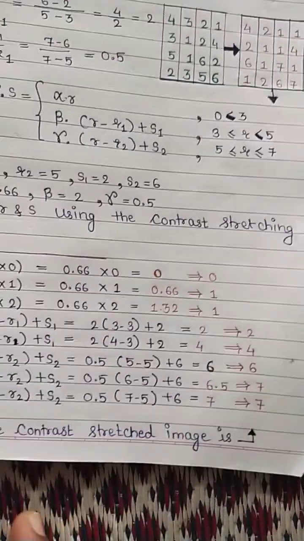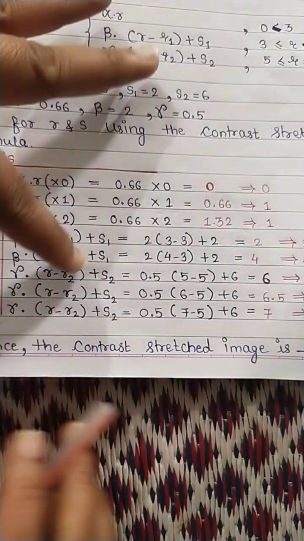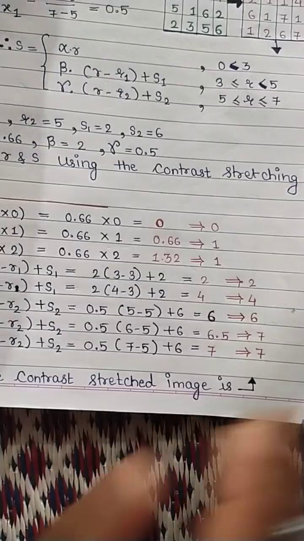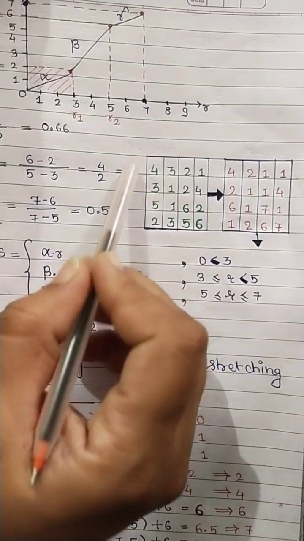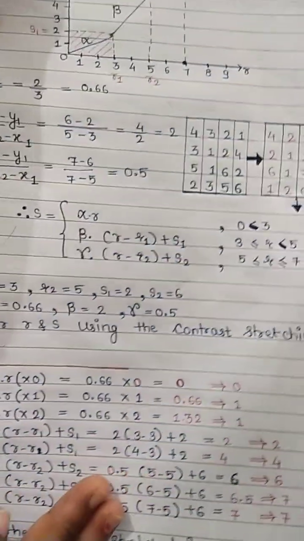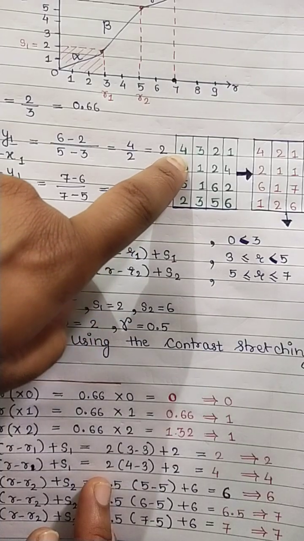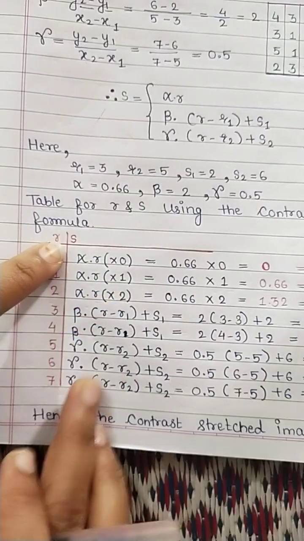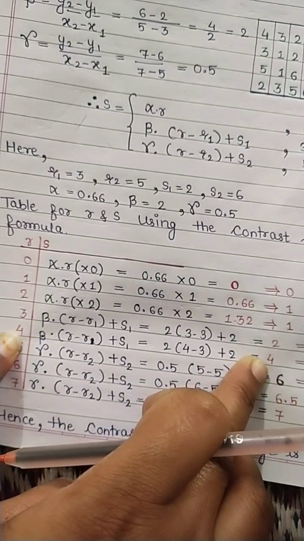Now after calculating this, we will place this value in the image. So hence the contrast stretching image is given by this. This is our given image: 4, 3, 2, 1. Now what will we do? The value of 4 means the value of the pixel. Pixel is given by R. When the pixel is 4, what is the output? It is also 4.